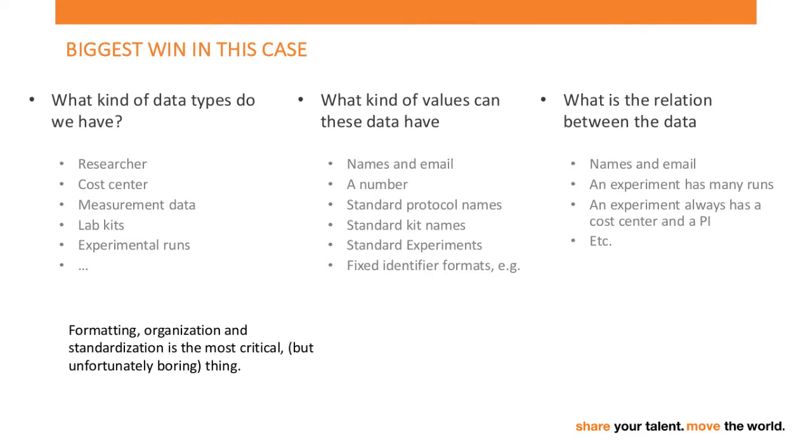And then maybe an even more important thing is, what is the relation between the data? An experiment has many runs, for example, and an experiment always needs a cost center and a principal investigator. And these kinds of relations you want to have in your database, so that when I do an experiment or when I do a run, I have all the data that are required to later on do the quotations or do the billing, but also maybe to do a part of the analysis already for the researcher, for example, quality control or QA on the data.